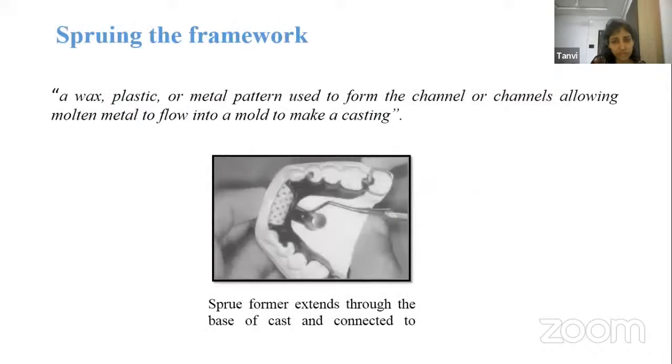What is required before the burnout is the sprue. So what is a sprue? It is a channel through which the eliminated wax comes out and the molten metal flows to acquire that space on the cast to form the desired framework. It is a wax, plastic or metal pattern used to form the channel to allow the molten metal to flow to make a casting.